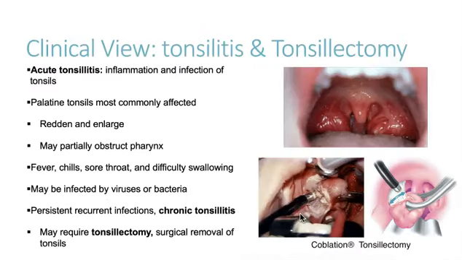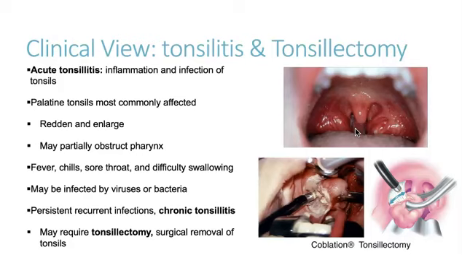A clinical view here of tonsillitis and tonsillectomies. So if we have acute tonsillitis, this is inflammation and infection of the tonsils. So here pictured are the palatine tonsils, which are most commonly affected. You could see that they are reddened and enlarged, and they are starting to obstruct the pharynx here. You may also have some symptoms of fever, chills, sore throat, and difficulty swallowing, and it could either be due to a bacterial infection or viral infection.